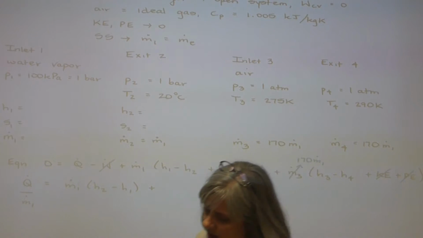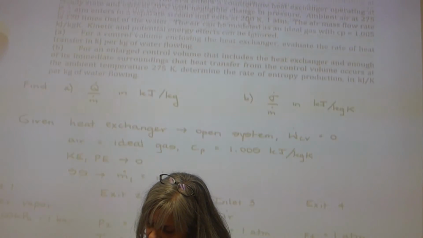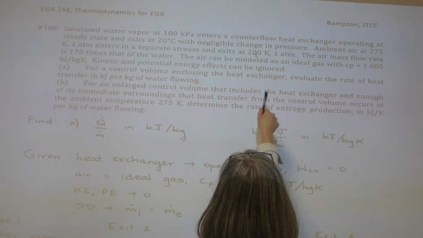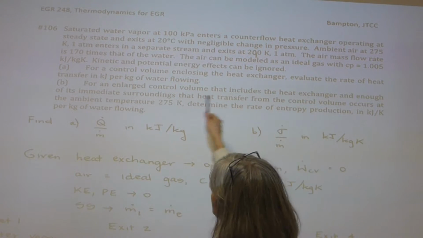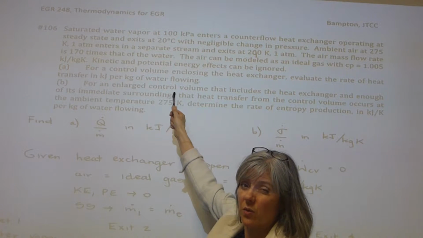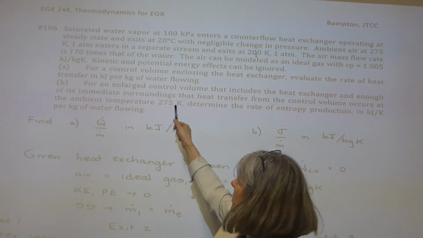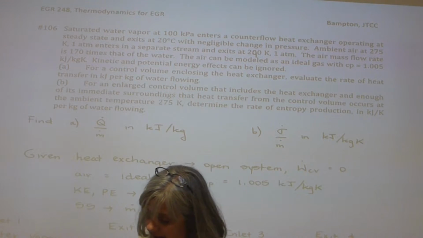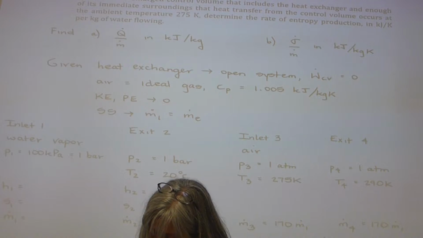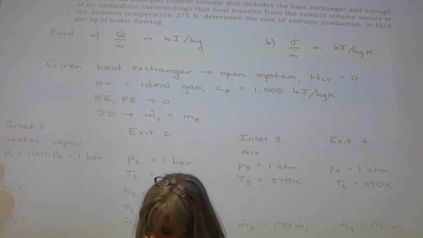And then again, we're going to just divide through by M1 dot, because what do we want? We're trying to evaluate the rate of heat transfer in kilojoule per kilogram of water flowing. So that's important to know which mass rate it's with regard to. So it's with regard to M1 in this case. So I'm going to divide through by M1. So that drops out, and that drops out.